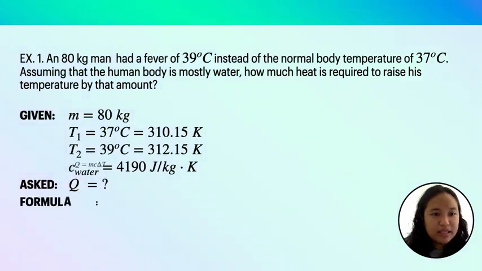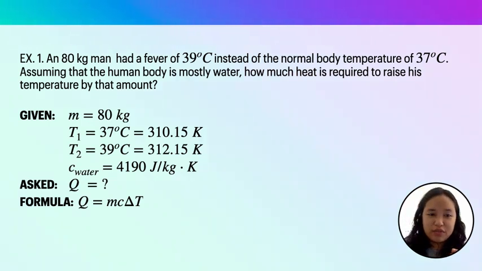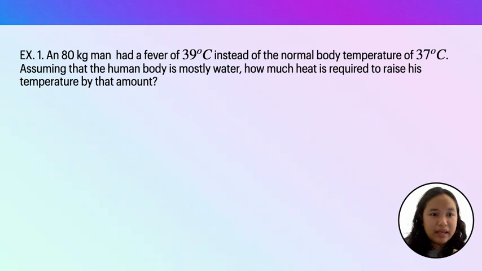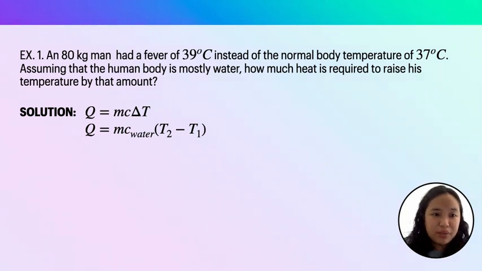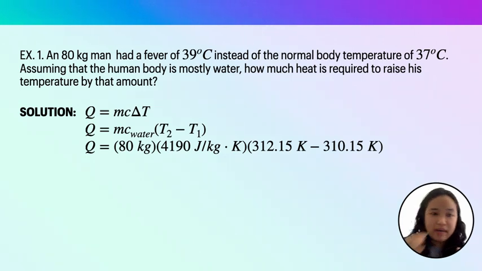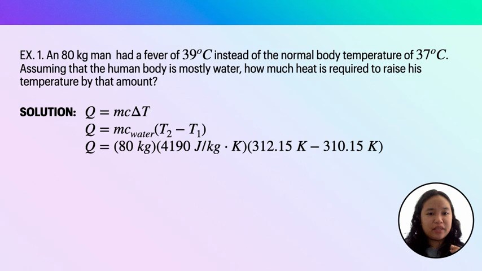So, now, what is the formula? The formula is Q equals mc delta T, the formula we showed earlier. And now, after we knew the formula, we are going to solve. Q equals m times the specific heat of water times the change in temperature, or T2 minus T1. Then we just plug in the values. We have the mass, 80 kilograms times 4,190 joules per kilogram Kelvin, times 312.15 Kelvin minus 310.15 Kelvin.